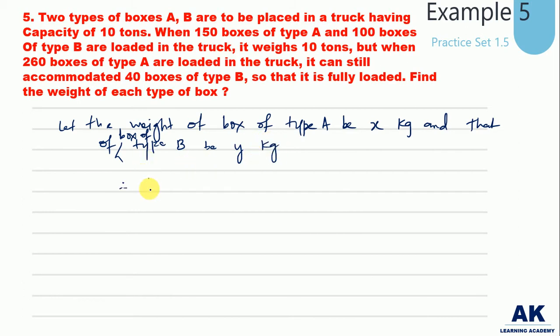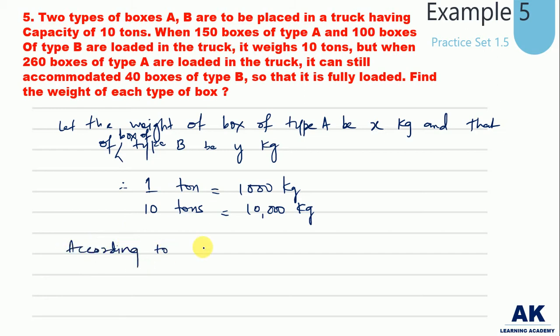Therefore, I can say that 1 ton is equal to 1000 kg. In the same way, 10 tons is equal to 10,000 kg, right? Therefore, according to the first condition, 150x plus 100y is equal to 10 tons, which is 10,000 kg, right?